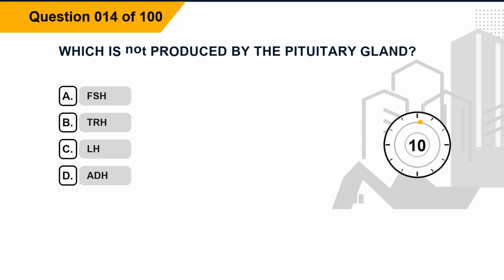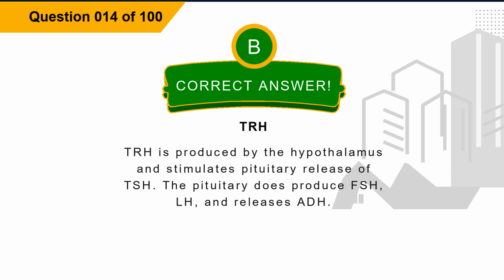Question 14. Which is not produced by the pituitary gland? Option A, FSH. Option B, TRH. Option C, LH. Option D, ADH. The correct answer is option B, TRH. Explanation: TRH is produced by the hypothalamus and stimulates pituitary release of TSH. The pituitary does produce FSH, LH, and releases ADH.